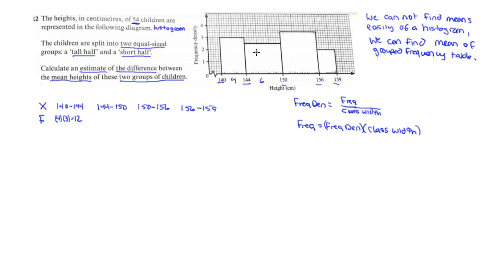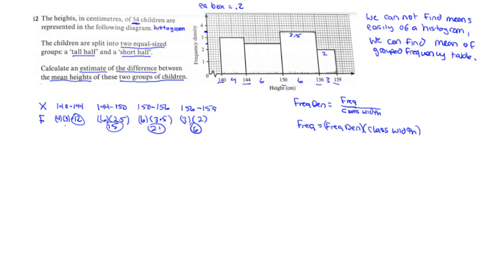Now this one I've got a class width of 6, and then the frequency density is 2.5, and each one of these boxes is a 0.2. So if you take a look, it goes up about 2.5, all right? Anyway, I'm going to multiply those together and get 15. The 50 to 56, that's got a class width of 6 and a height of 3.5. And the last class has got a class width of 3 and a height of 2. So now I've got my frequencies.